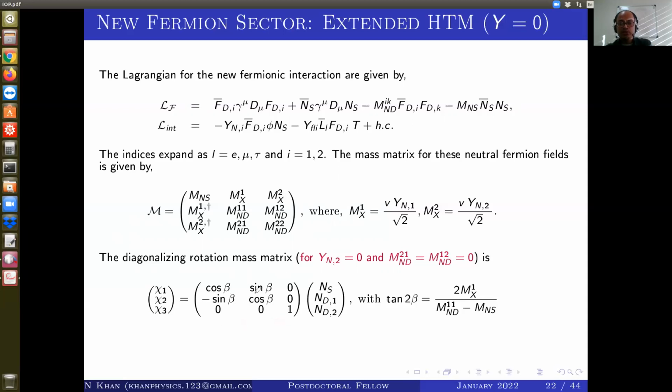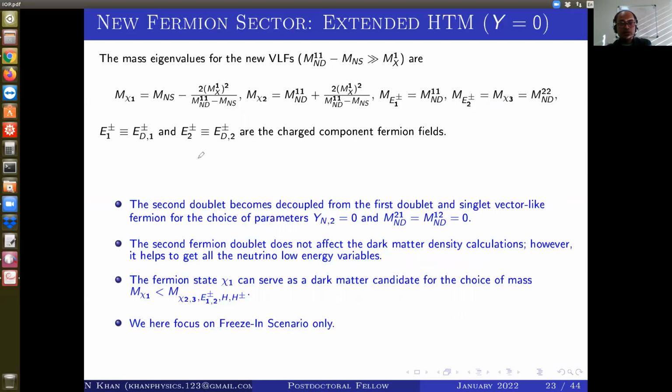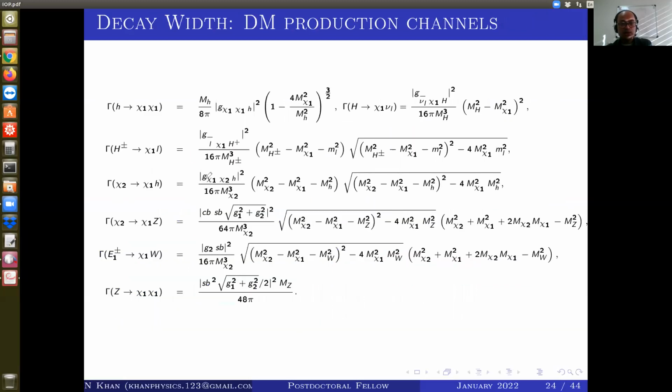Using this mixing matrix, one can get that chi1 is the lightest, chi2 is the second lightest, and chi3 is the third lightest, and the charged particles also mix. In the previous model the dark scalar is the dark matter, but here the fermion candidate is the dark matter. You cannot get a light scalar dark matter there, but here you can get a light fermion as dark matter. And this is the simple mass expression of this model, I will not talk about it. Let me go to this.